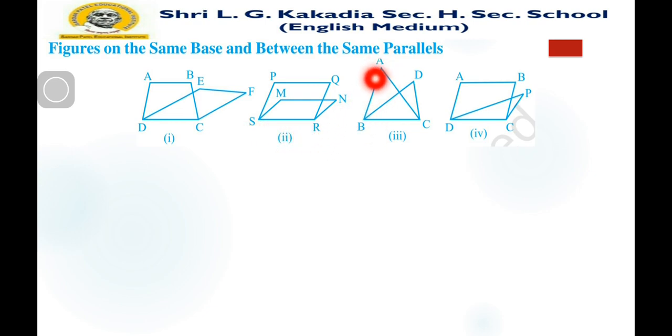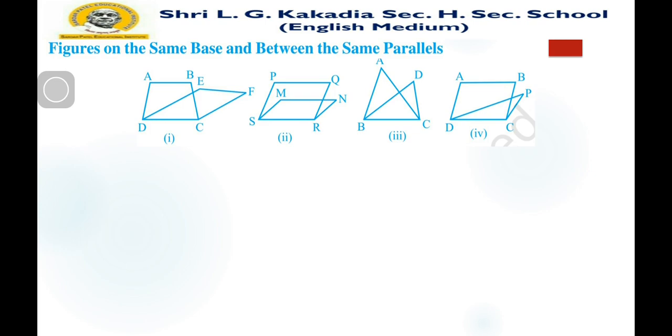Also two triangles ABCD and DCB have same base as BC, as you can here see, as well as ABCD and triangle DPC have same base as CD. So by this way we can conclude that figures on the same base.